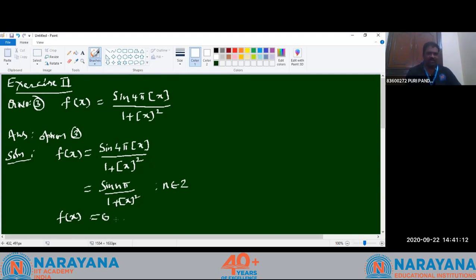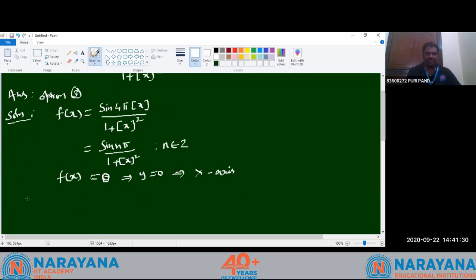Therefore, f of x equal to 0 implies y is equal to 0. Y is equal to 0 means it is the x-axis. For x belonging to R, f dash of x equal to 0, for all x belongs to R, which implies f dash of x is equal to 0. F dash of x is equal to 0 means that on the x-axis it will be differentiable.